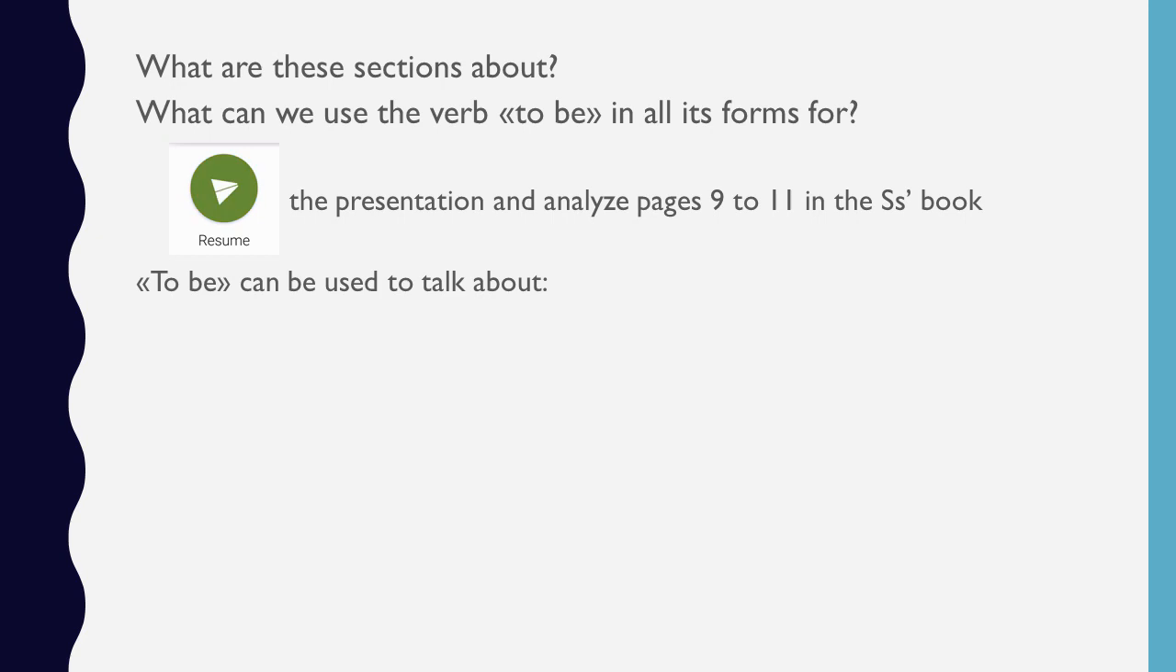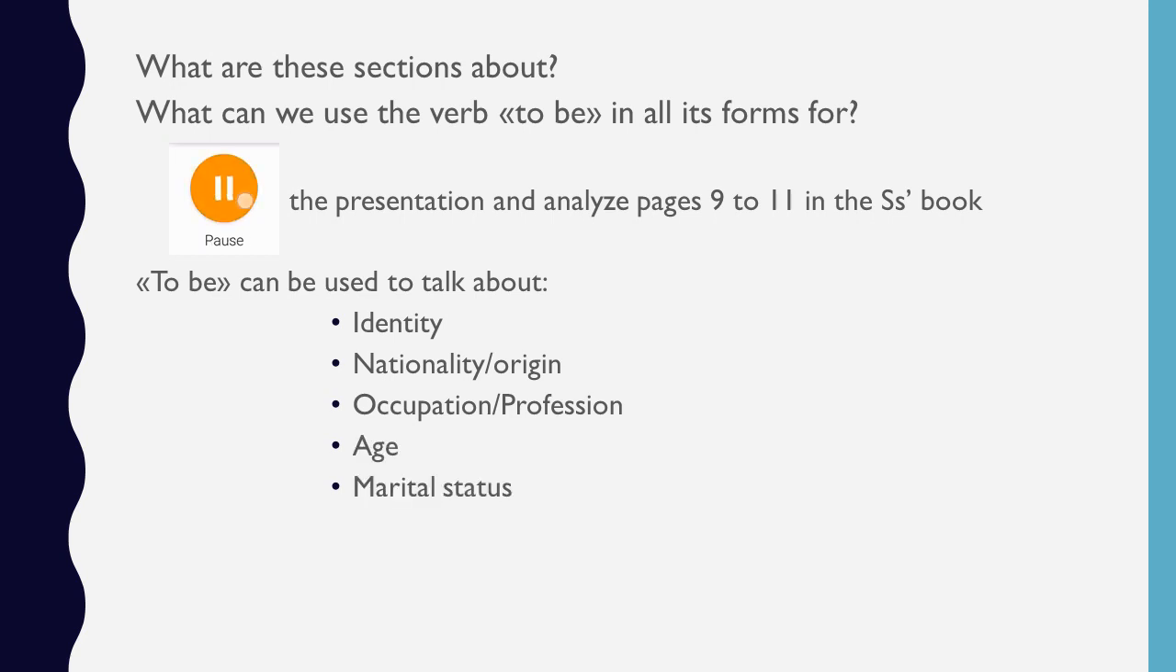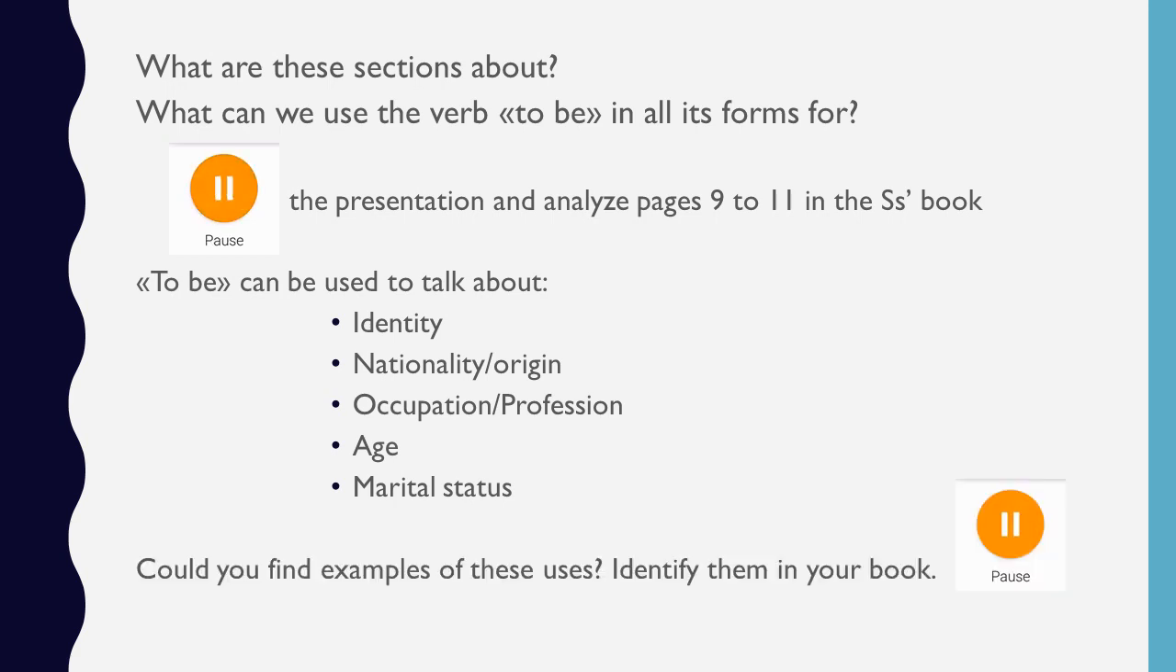So we can say that to be can be used to talk about identity, nationality or origin, occupation or profession, age, marital status. So pause the video again and check if the examples you have found are about all these things that we have described here. Identify them in your book.